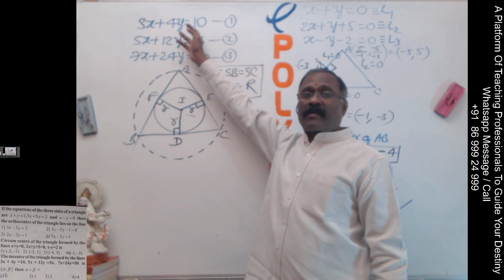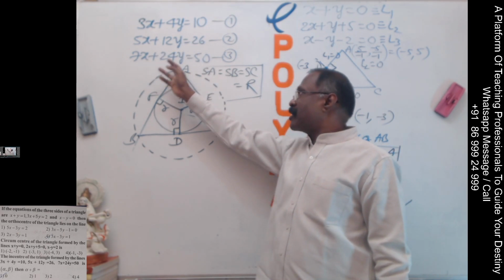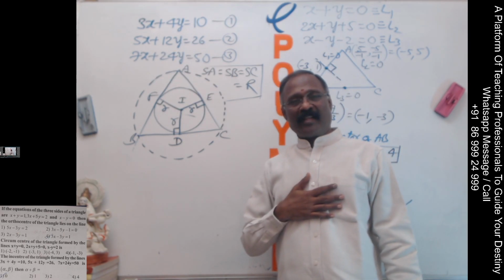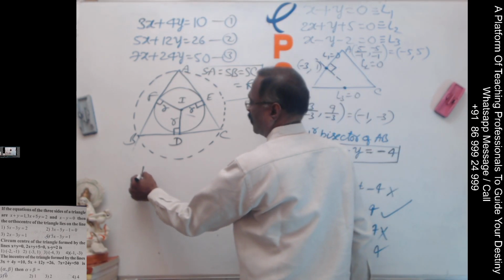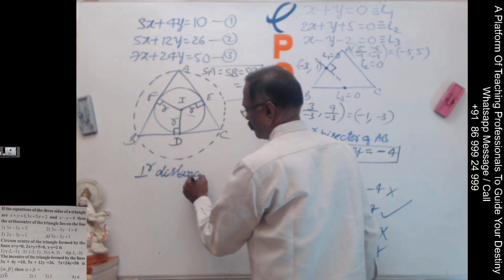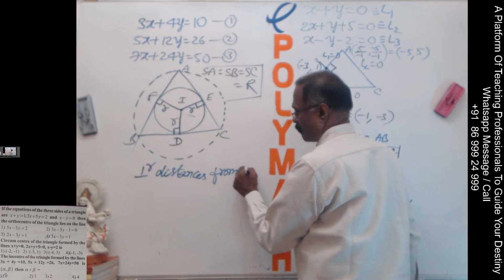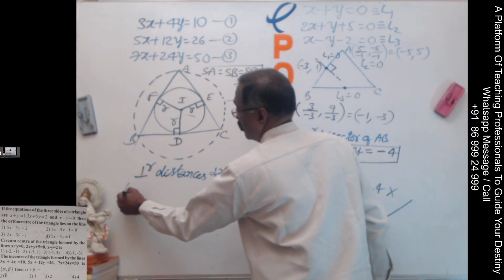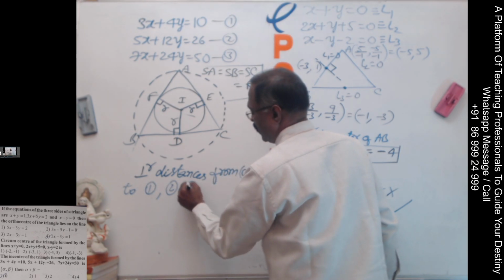Now, if you observe carefully, mod c by root a square plus b square for this, mod c by root a square plus b square for this, mod c by root a square plus b square for this is the same. Just see that perpendicular distance from 0, 0 to 1, 2, 3.